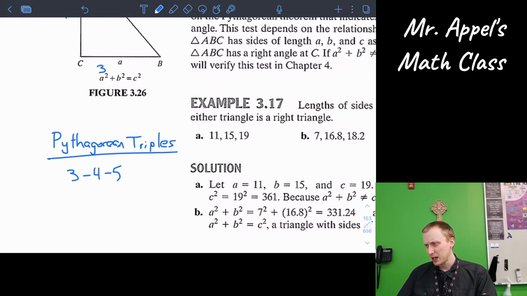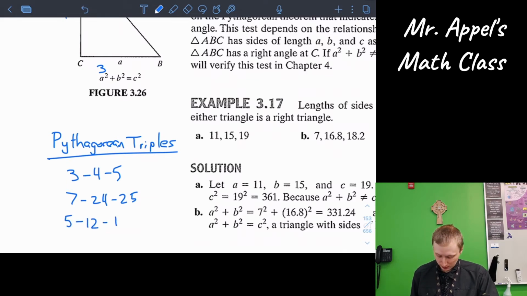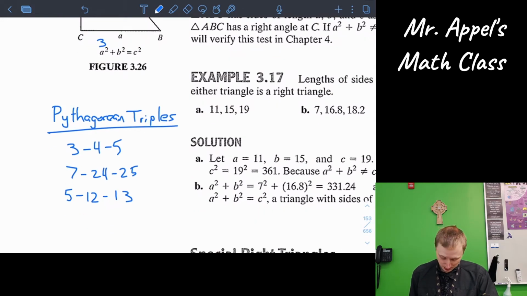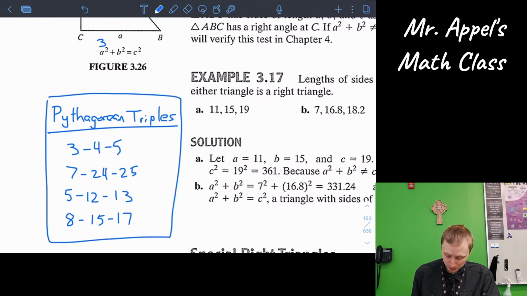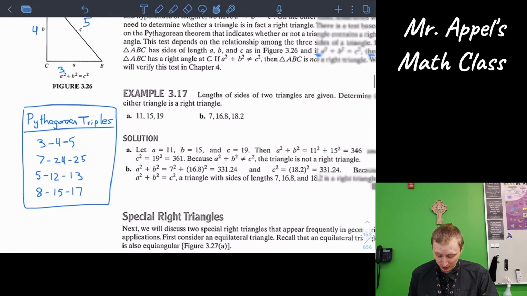And the next 4 most common that are worth recognizing and knowing are the 7, 24, 25, and we've got the 5, 12, 13, and let's go one more. The 8, 15, 17. These are all worth knowing, worth adding to your notes, recognizing those Pythagorean triples. They are the most commonly used, especially on standardized tests and such.